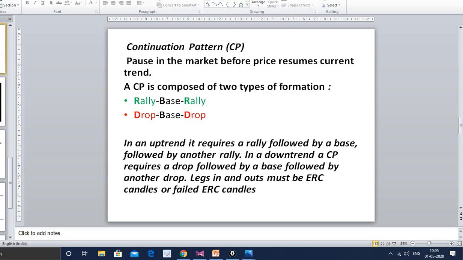Okay, so then there's the other type of imbalance, that is CP, that is continuation pattern. So what is a continuation pattern? It is a pause in the market.